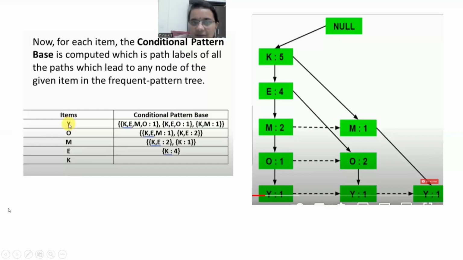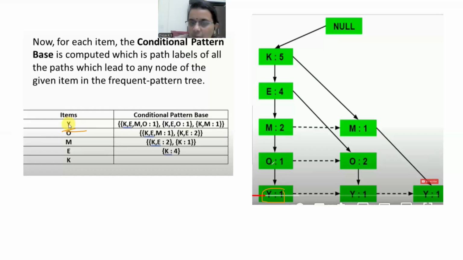So the first item is Y. You see here Y. So you have to find out the path to reach Y. You have a path here: K, E, M, O, right? So K, E, M, O.